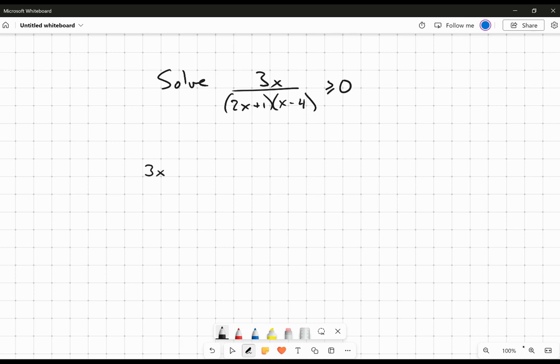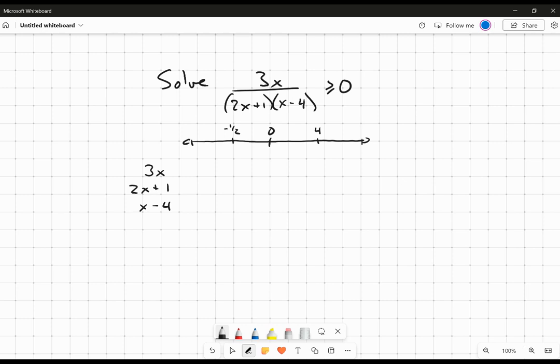So we've got this 3x. We've also got a 2x plus 1 and an x minus 4. And what I'm going to do here is I'm going to draw out our number line up at the top here. And notice that 3x is going to go to 0, okay, at 0. 2x plus 1 is going to be equal to 0 at negative 1 half. Now, I'm not going to worry too much about scale here, but negative 1 half. X minus 4 is going to go to 0 way over here at 4. Again, I'm not worried about scale here.